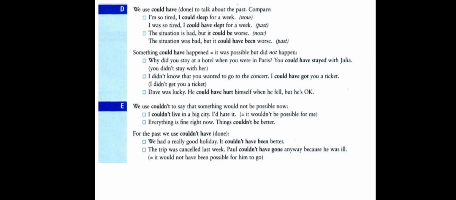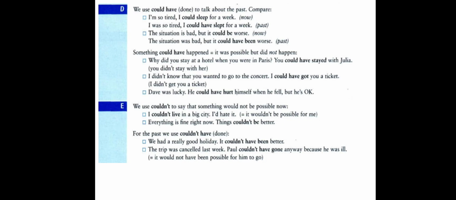but we use could have plus past participle to express past possibility. The other example, the situation was bad, and if we look here, we find the verb "was" means the situation is in the past. So to express past possibility, we use could plus have plus past participle. So it becomes it could have, and the past participle of "is" becomes been. So it becomes it could have been worse. It could have been worse, and here is a past possibility.